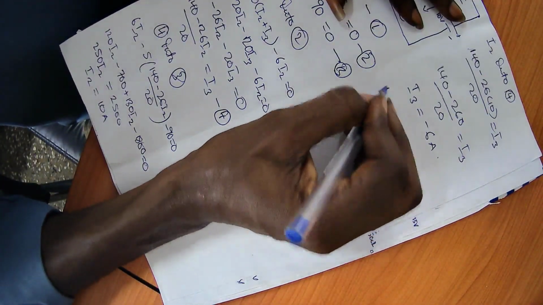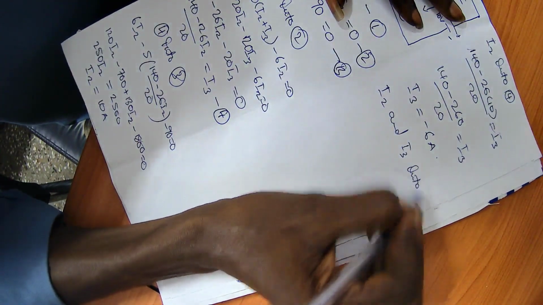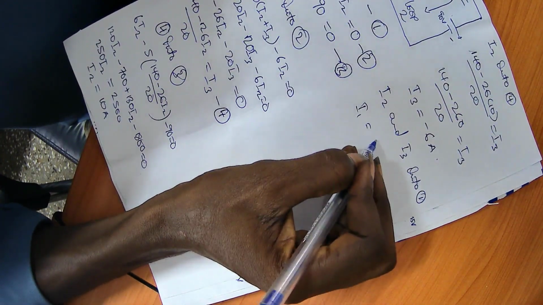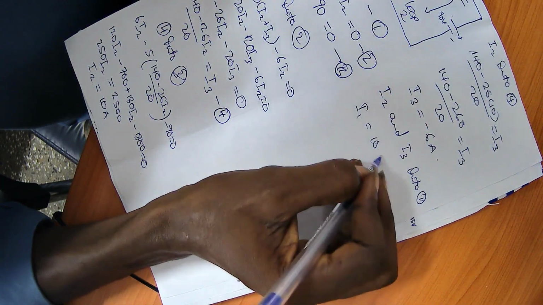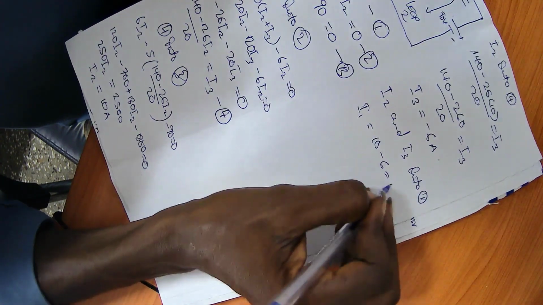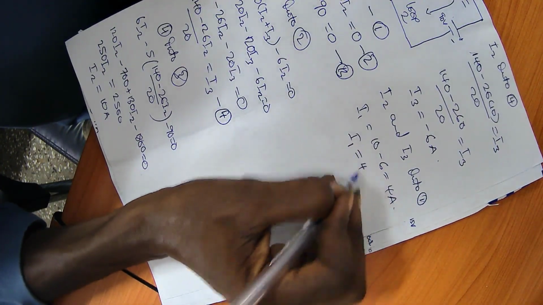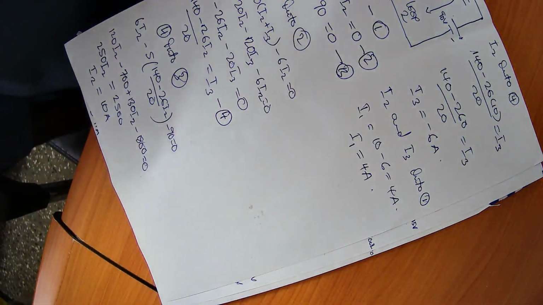And so now let's put I2 and I3 into equation 1. So I1 is equal to 10 minus 6, which is equal to 4 amps. So that means I1 is equal to 4 amps. Okay, so these are the solutions that we have. All right, let us see if they are going to work for our circuit.